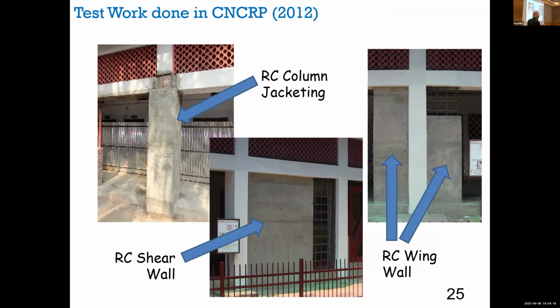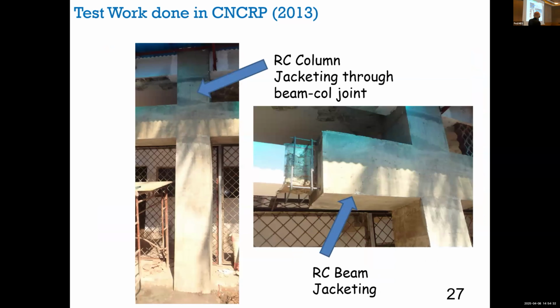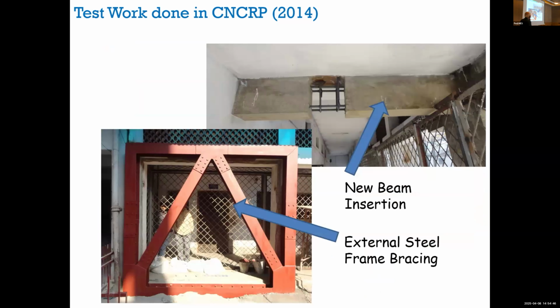So we did column jacketing, RC shear wall insertion, RC wing wall insertion, seismic slit, steel frame bracing, and carbon fiber wrapping. RC column jacketing through beam column joints, those very weak, narrow columns and beam column joints. RC beam jacketing. External steel frame bracing, without disturbing the activities inside the building. We can provide this kind of external steel frame bracing.